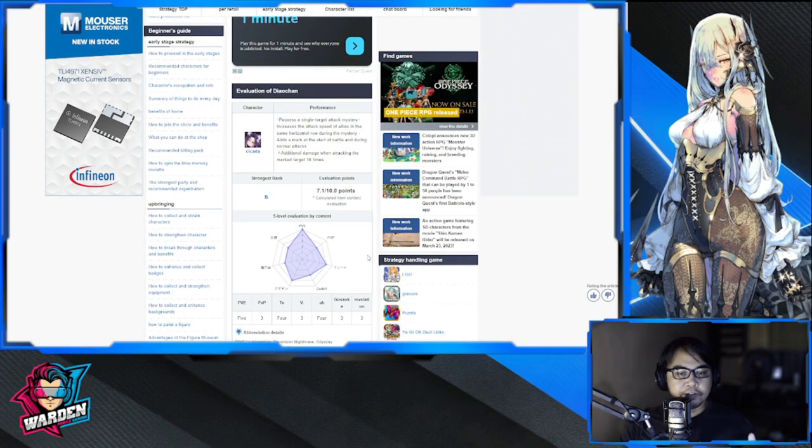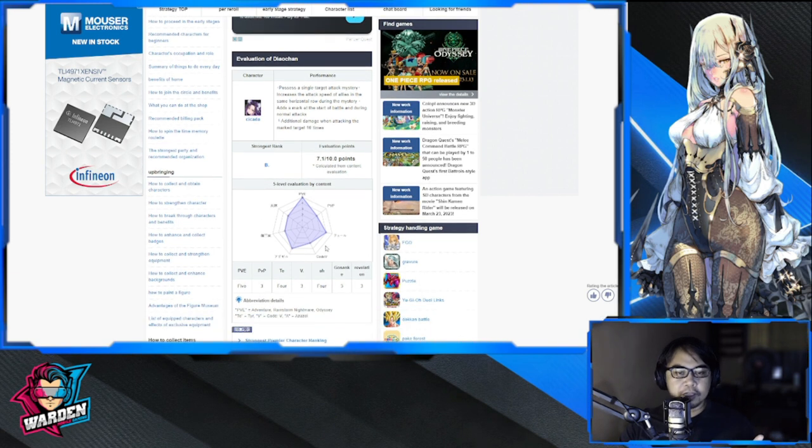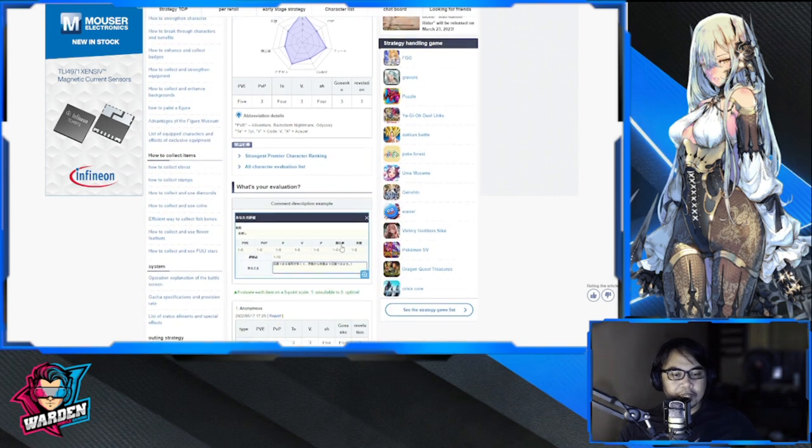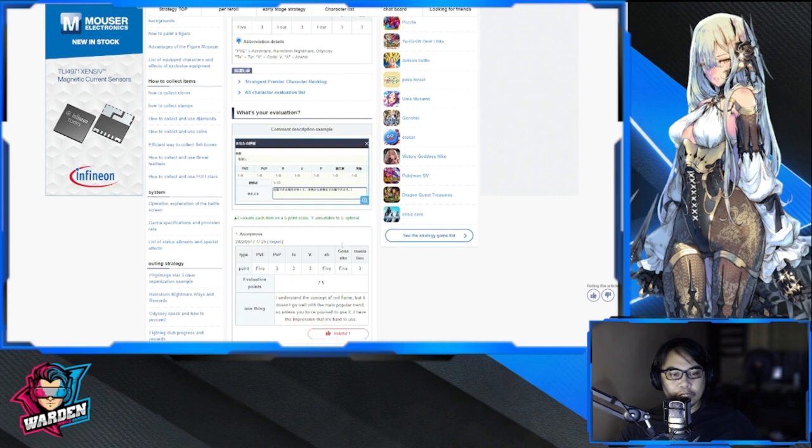Okay, so the evaluation by content. I'm just gonna be concentrating on PvE and PvP. She is going to be strong in PvE, PvP not that much. As you can see, her rating is here. For PvE, she's going to be a 5. She's gonna help you clear content, especially for Galatea, if you need more. She's gonna have buffs, guys. That's my clue for her kit. So let's move on to her skill and see what she does.